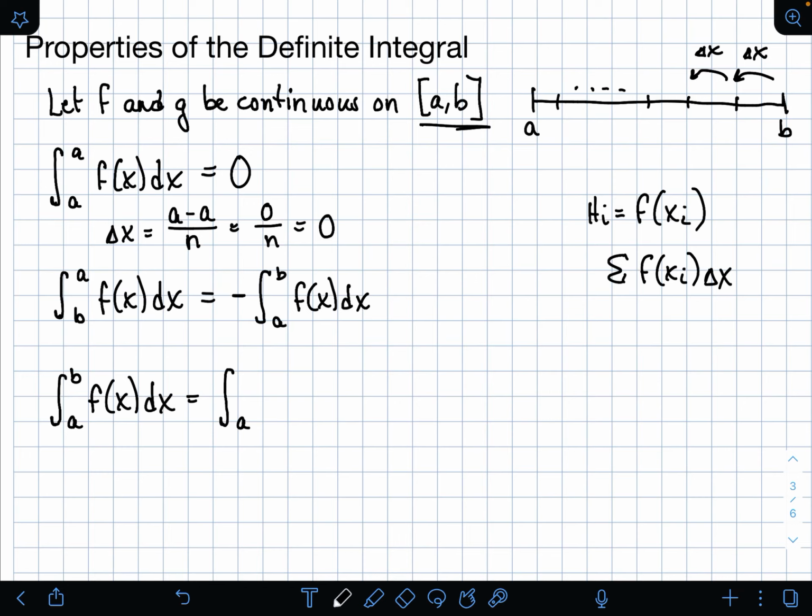The definite integral from a to b of f of x is equivalent to the definite integral from a to c plus the definite integral from c to b.